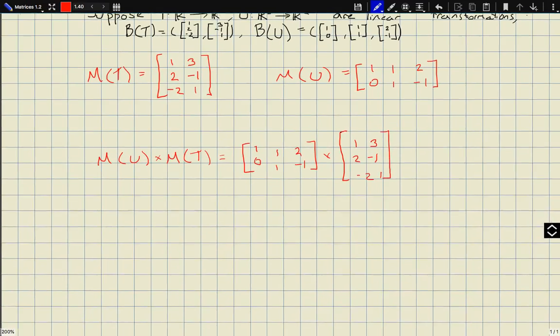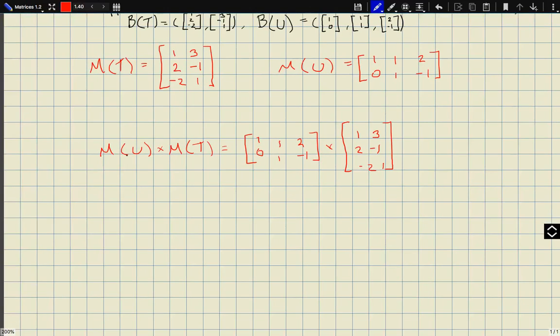Okay, so just as before, we have U acting on the basis vectors of T. So how we're going to do this is we're just going to take this first column vector here, so this is our first basis vector of T, and we're going to transform it by U using these vectors here. So for our first column here, we're going to take 1 times (1, 0), plus 2 times (1, 1), plus -2 times (2, -1).